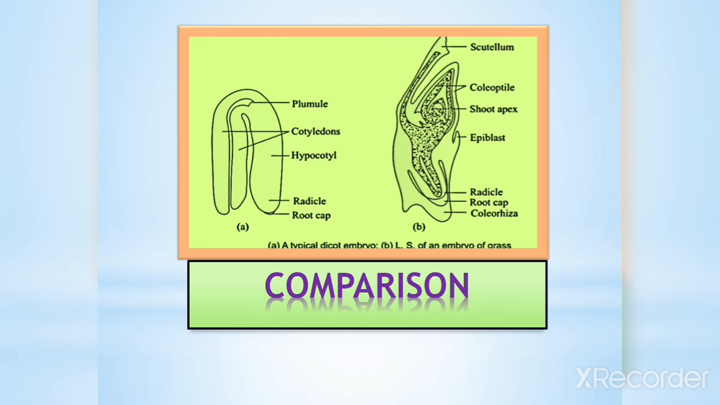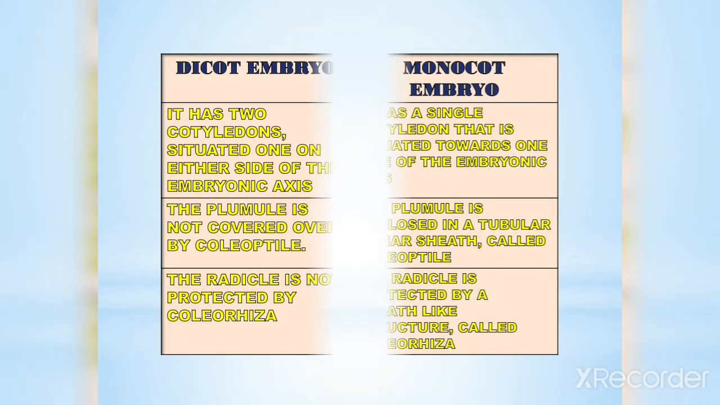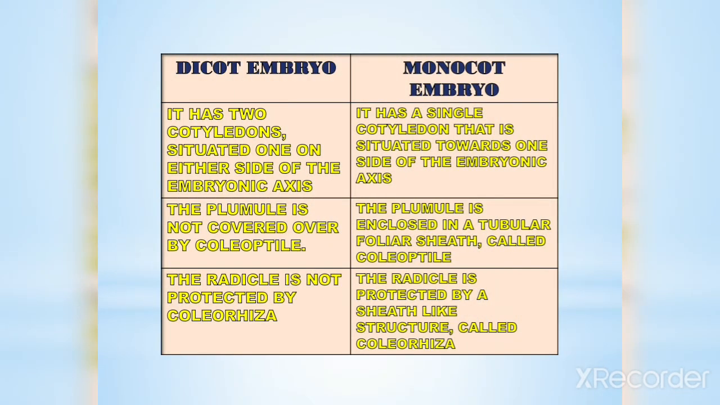Okay, right. And they have coleorhiza. Coleorhiza is the covering that encloses the radicle part, right? So this is the difference between the dicot and the monocot. So, next one. There are differences. You can see the differences here. Very beautifully the differences have been depicted for you.